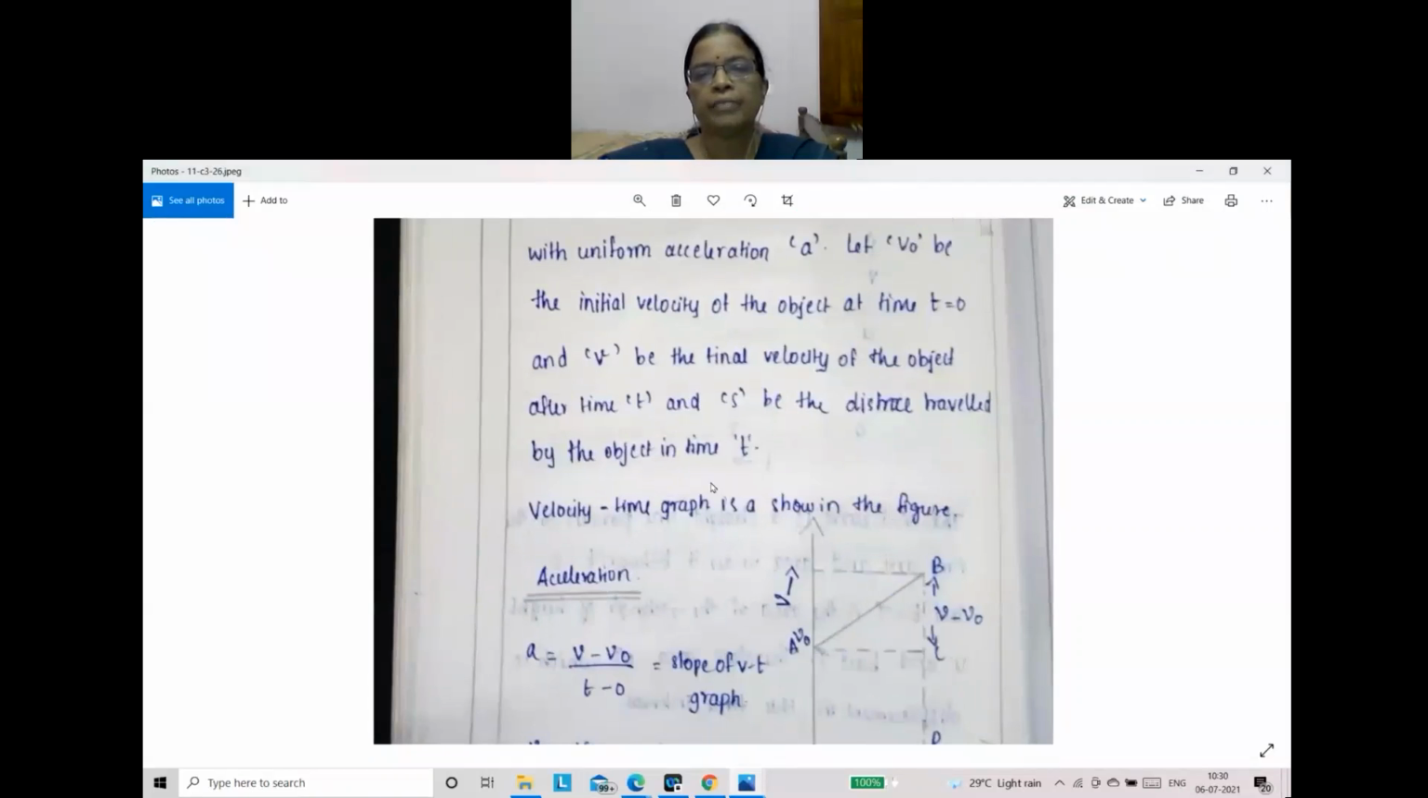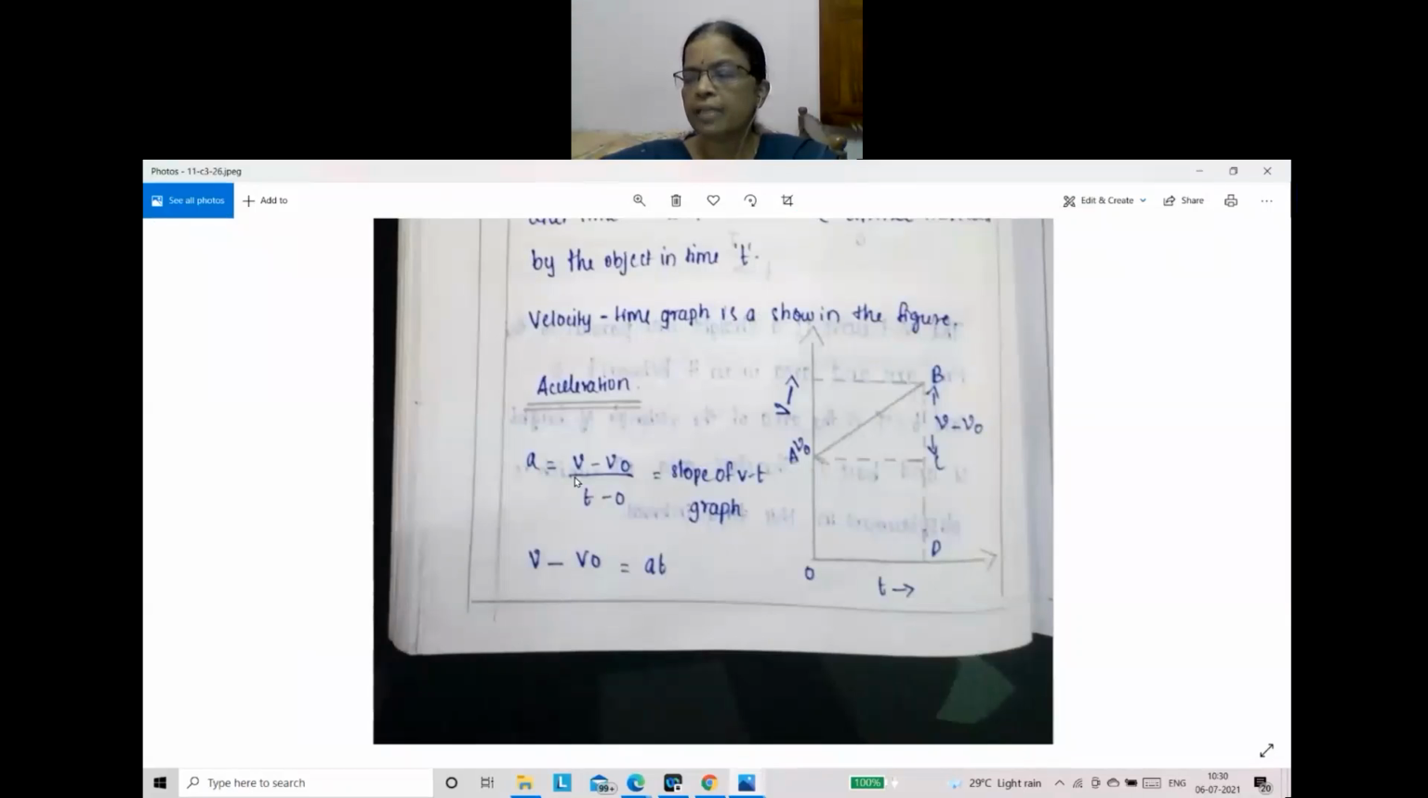See, one equation we derived, a equal to v minus v0 by t minus 0. That is also equal to the slope of the graph. So we know the slope of the vt graph is acceleration. That also we know. Slope of the vt graph.